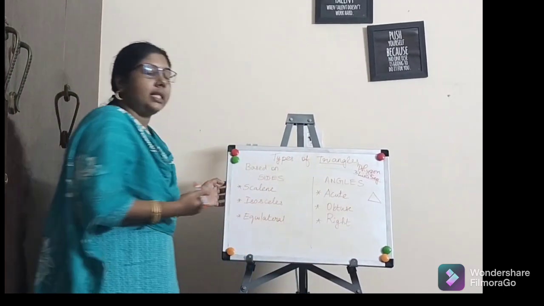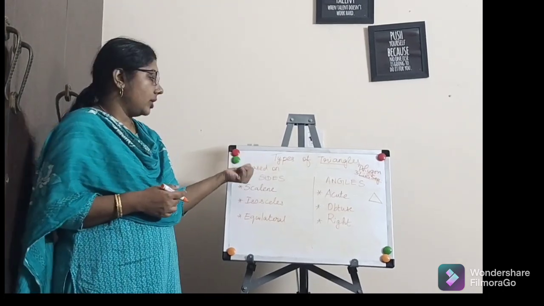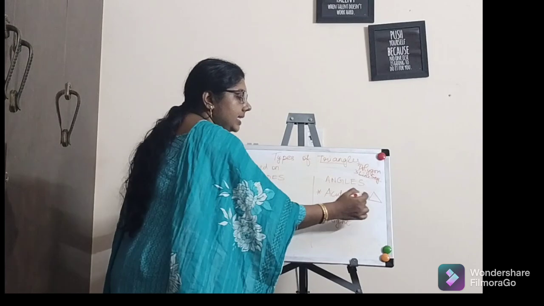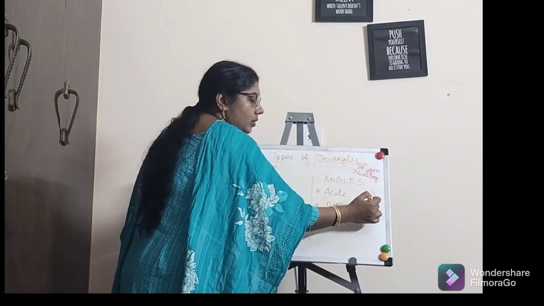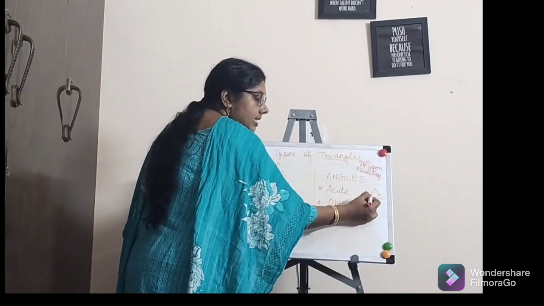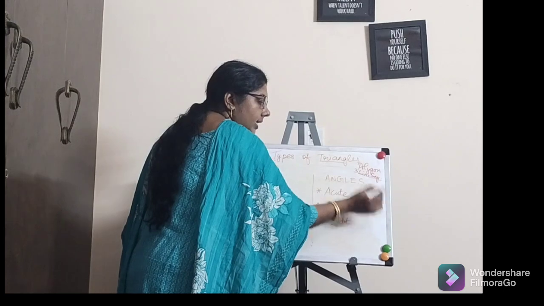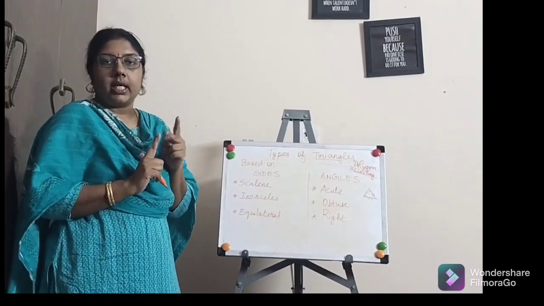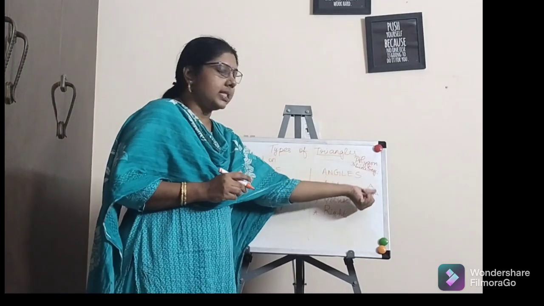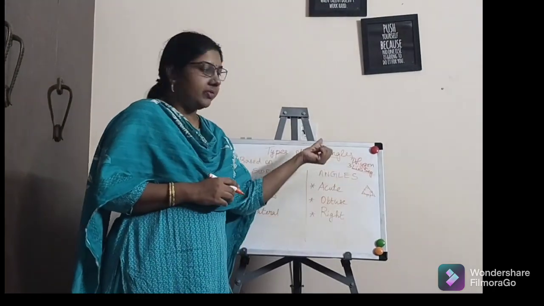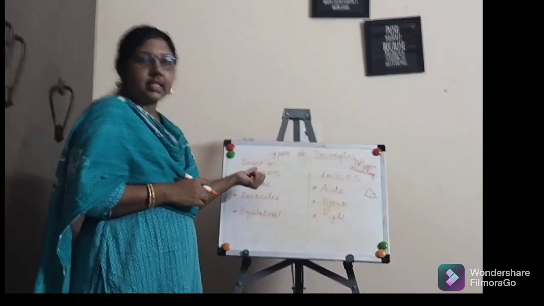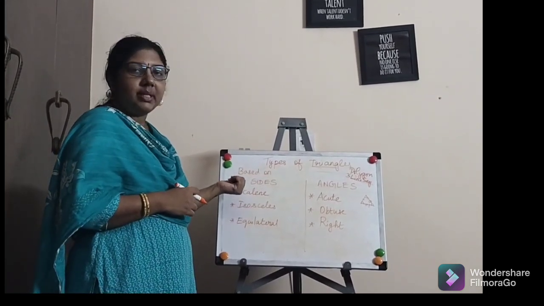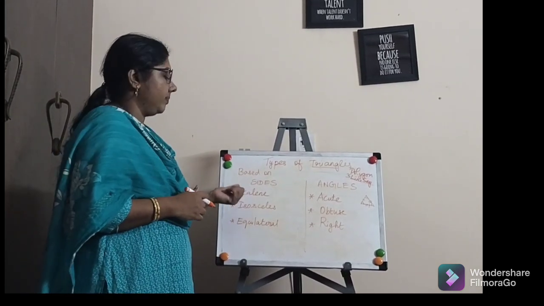Now we are going to see the types of triangles based on sides and based on angles. A triangle has 3 sides. This is side 1, side 2, side 3 and this is angle 1, angle 2, angle 3. So a triangle has 3 sides and 3 angles. Now based on the measure of these 3 sides and 3 angles, we can classify the triangles into 6 types totally. Now first let us see classification based on the sides of the triangle.